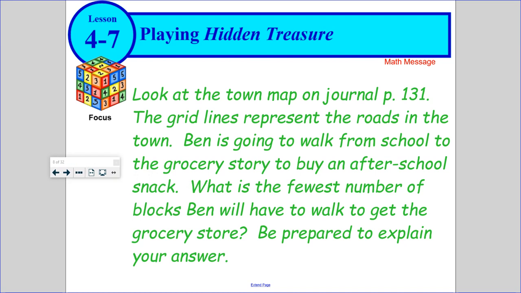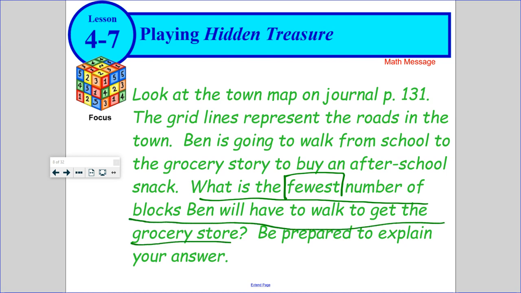So what I want you to do is look at the town map on journal page 131. The grid lines represent the roads in the town. Ben is going to walk from school to the grocery store to buy an after-school snack. What is the fewest number of blocks Ben will have to walk to get to the grocery store? Okay, so look at the town map on journal page 131. I would like you to pause the video now, take a look at that grid, and be prepared to answer this question.